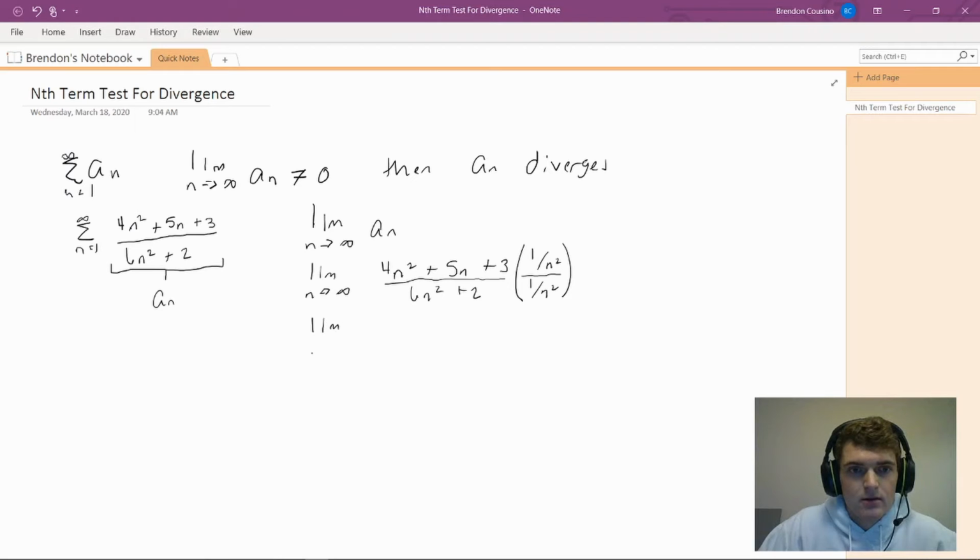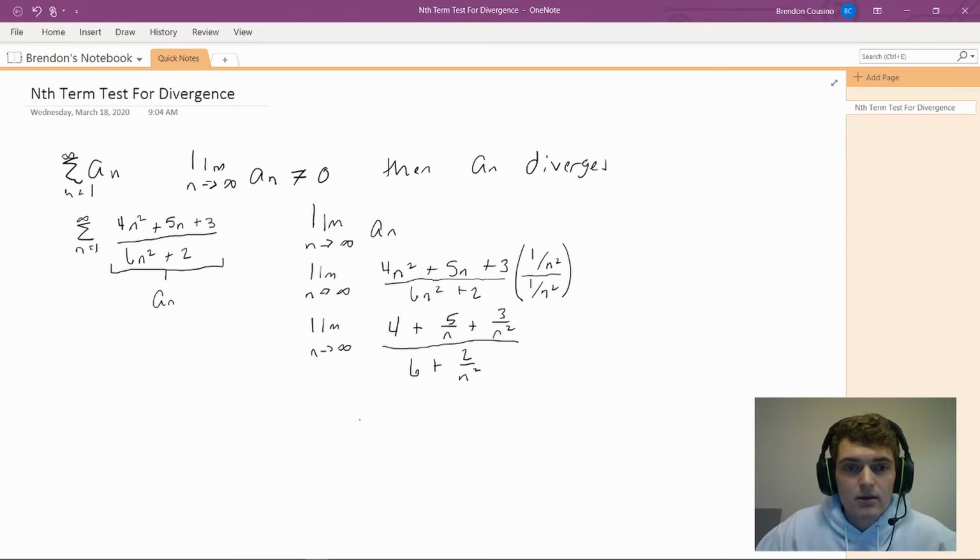So we have the limit as n approaches infinity of, if I distribute my 1 over n squared through, 4n squared over n squared, which is just 4, plus 5n over n squared, which leaves 5 over n, plus 3 over n squared, divided by, on the bottom, 6n squared over n squared, which is just 6, plus 2 over n squared.